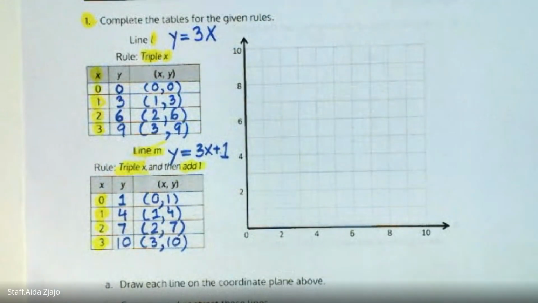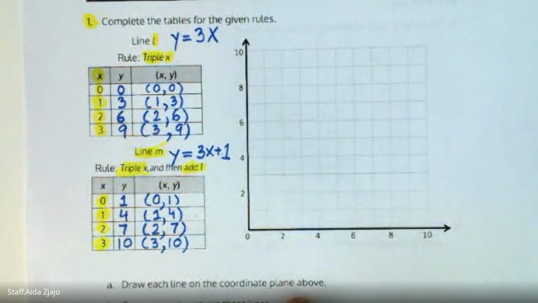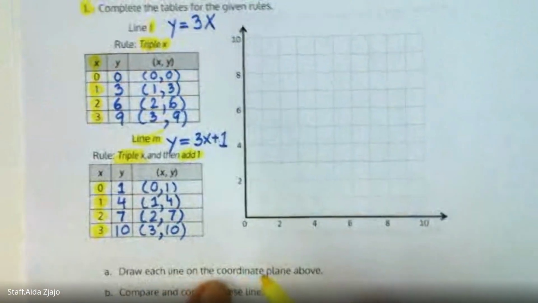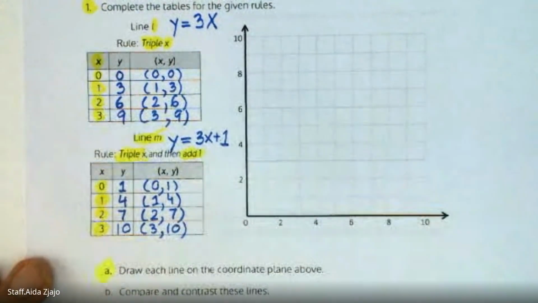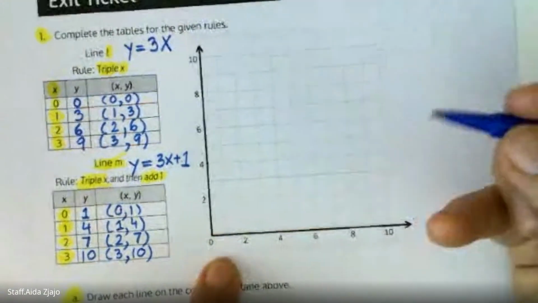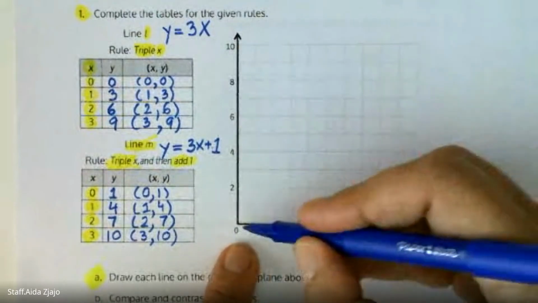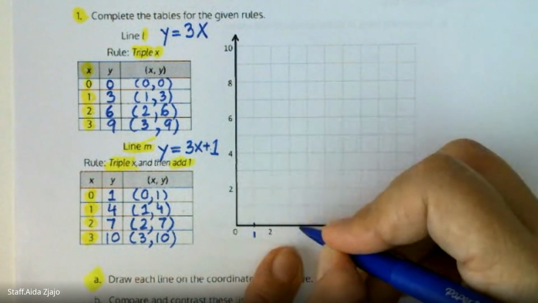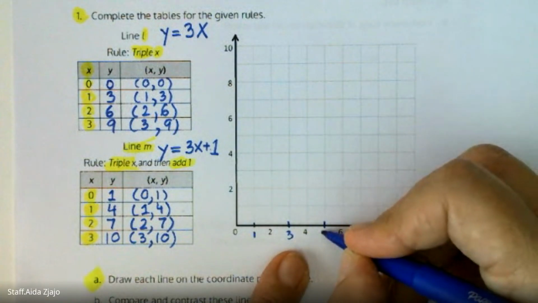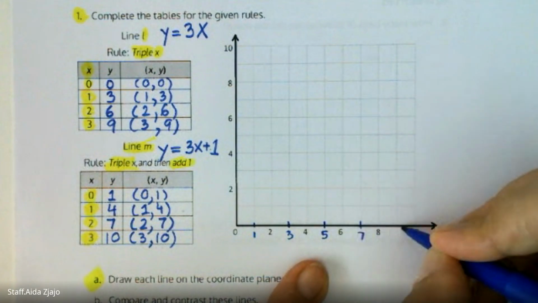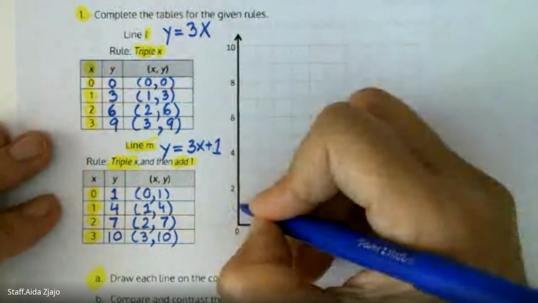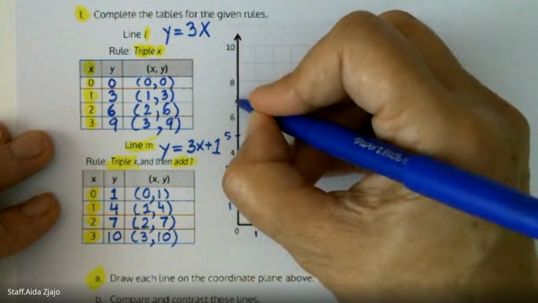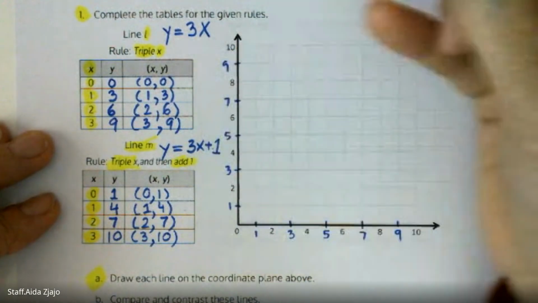So right now we have the coordinate pairs for each line. Let's draw each line on a coordinate plane. That's question A. Okay, now we're going to do it. So we look at the grid, what is 0. In between 0 and 2, it should be 1. Then 3, 4, 5, 6, 7, 9, 10. And also here is 1, 2, 3, 4, 5, 7, 9, 10. All right.